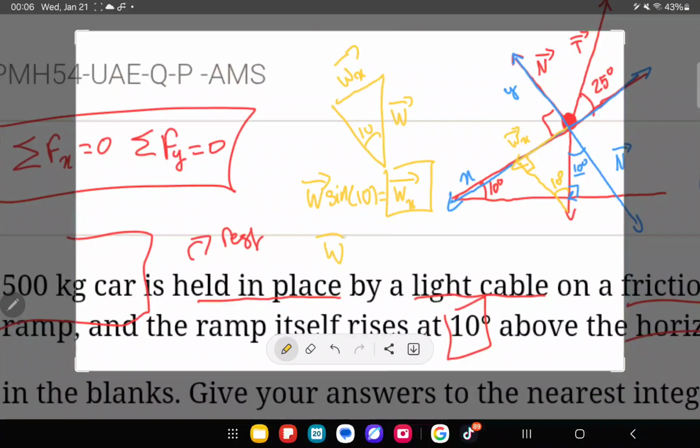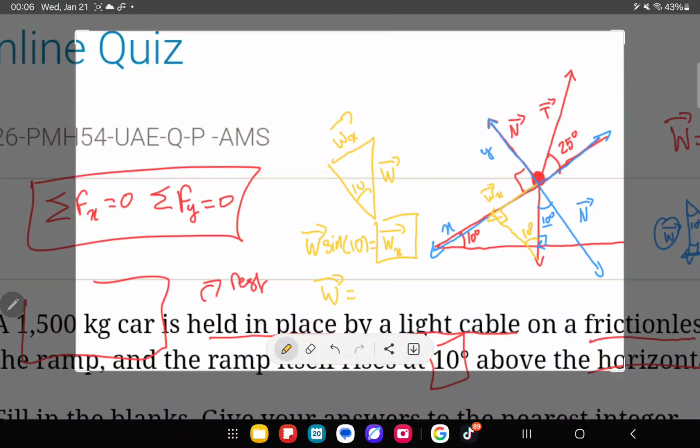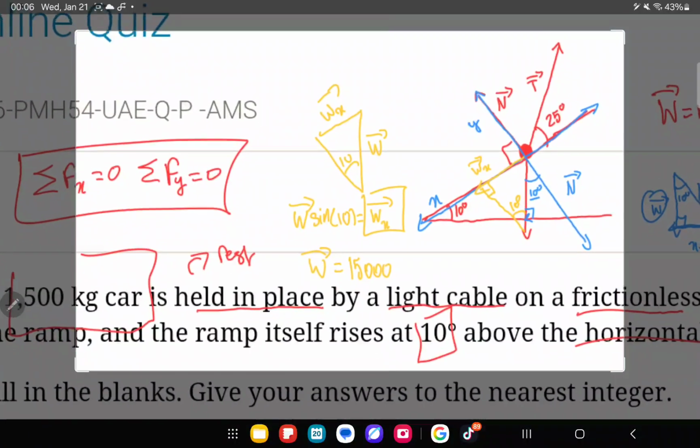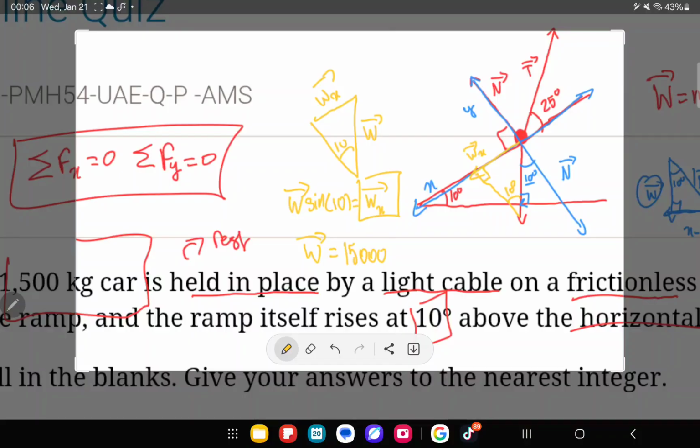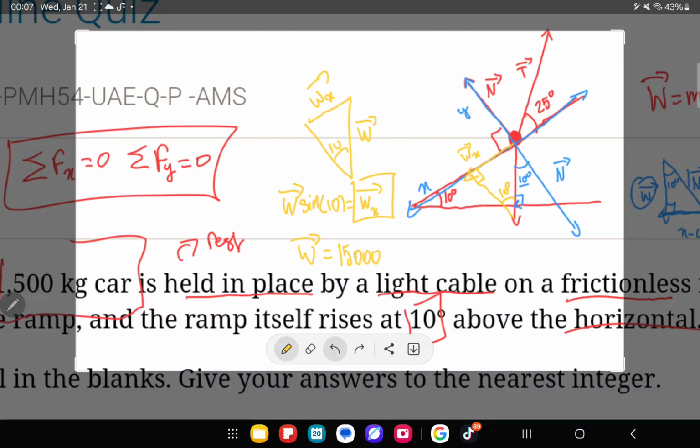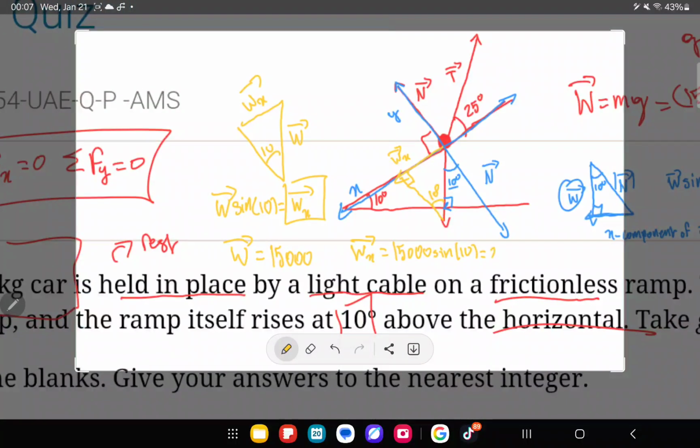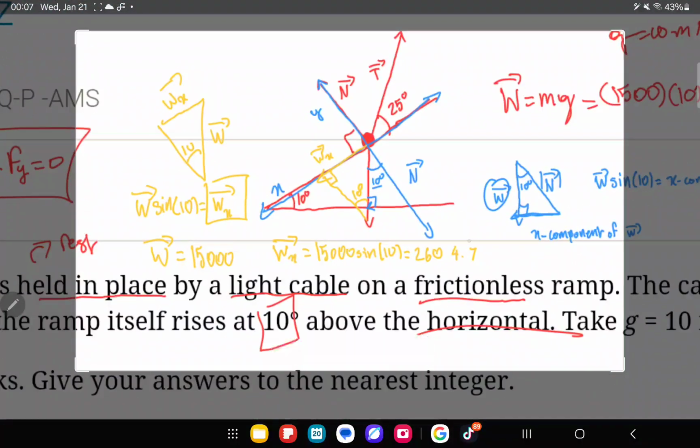So, you already know that W here is equal to 15,000. On the calculator, if we do 15,000 sine 10, I was about to do cosine 10, it's sine 10, so that means WX is equal to 15,000 sine 10, which is equal to 2,604.7. This is the answer here for WX.